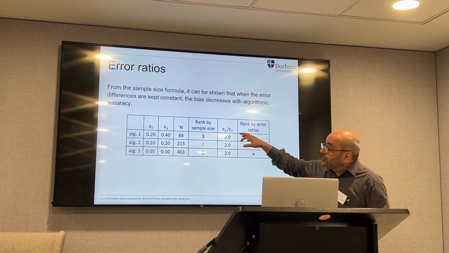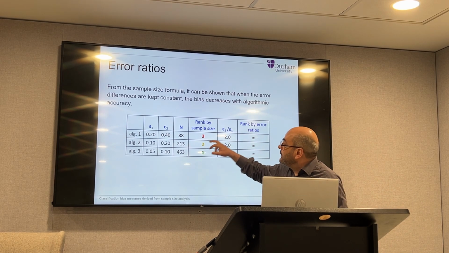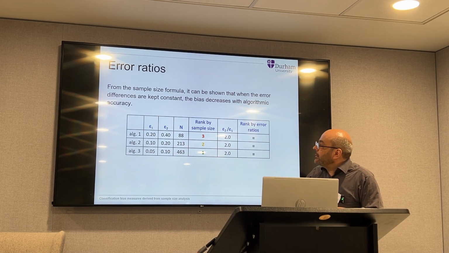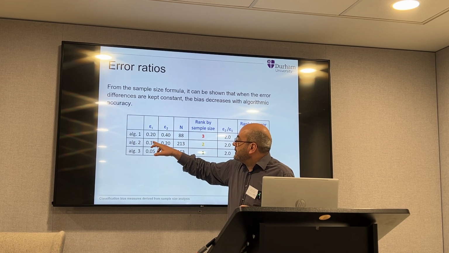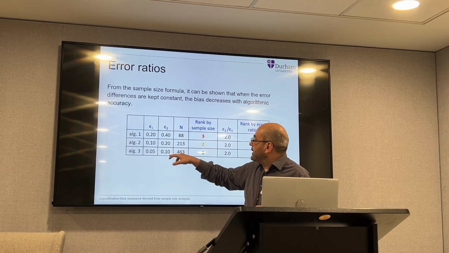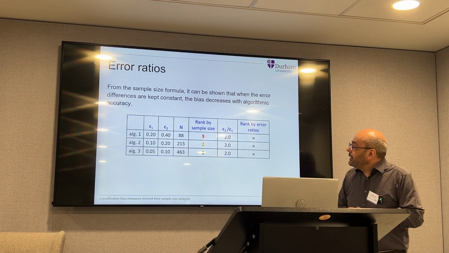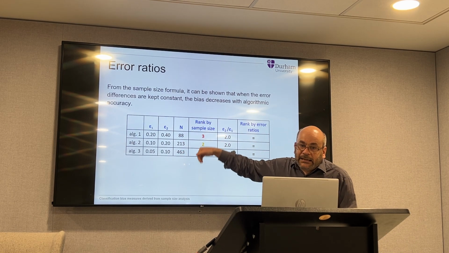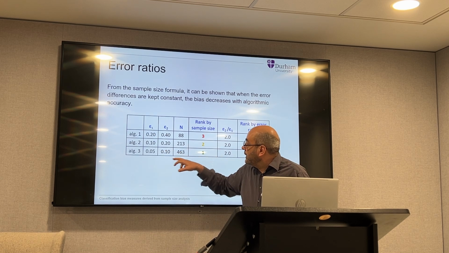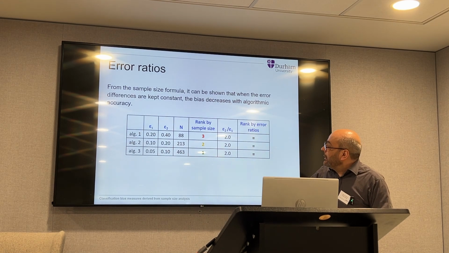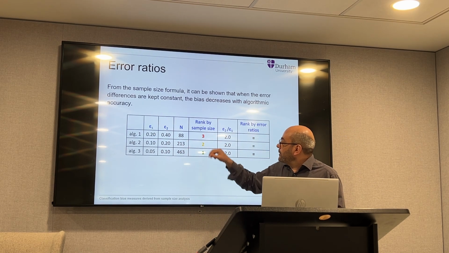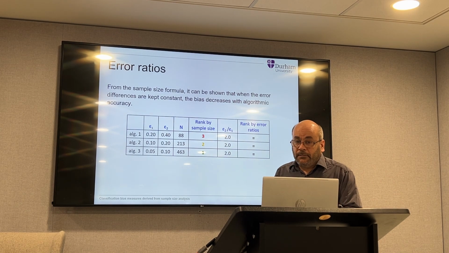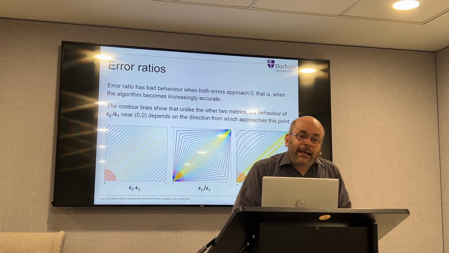are constant, as I get more accurate, I get less biased. Okay, so here is 20%, 40%, 10%, 20%, 5%, 10%. So the error ratios are the same. However, the sample size increases, so it's more difficult to tell these two apart than these two. So this is less biased. So why does this happen?